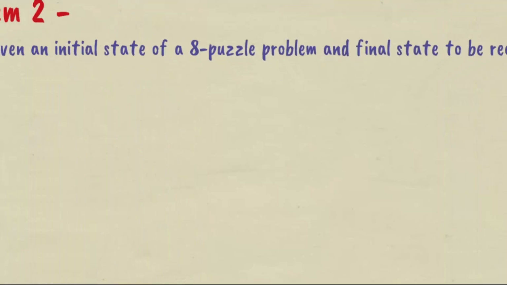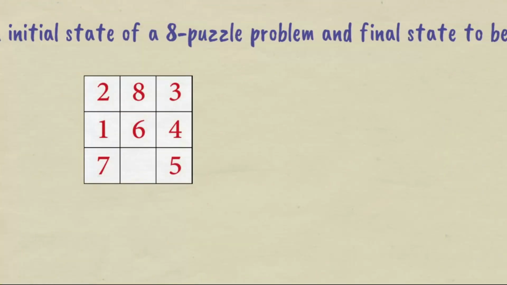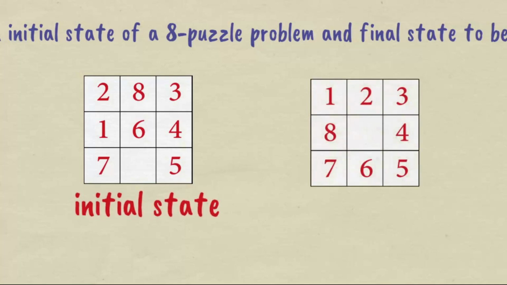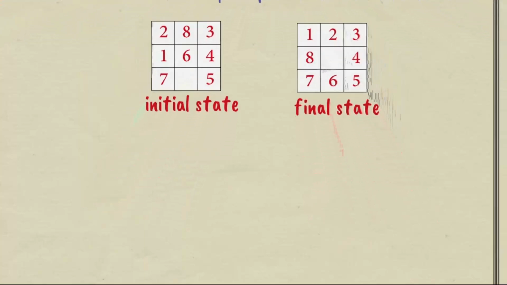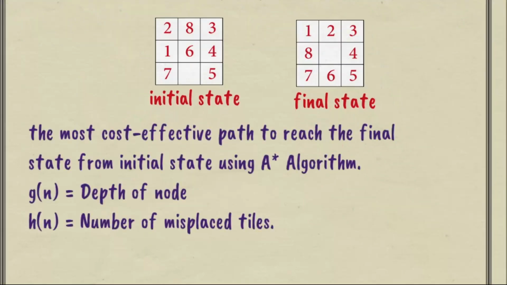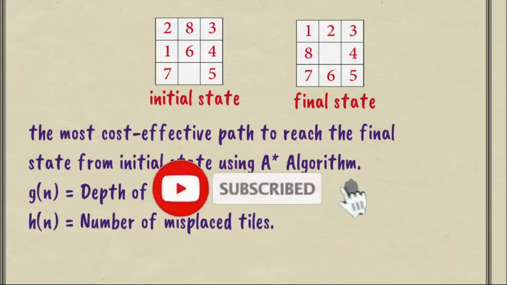Given an initial state of an 8 puzzle problem and the final state to be reached, find the most cost-effective path to reach the final state from the initial state using the A* algorithm. Consider G(n) equals the depth of the node and H(n) equals the number of misplaced tiles.